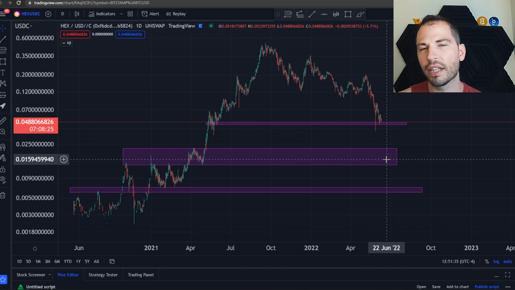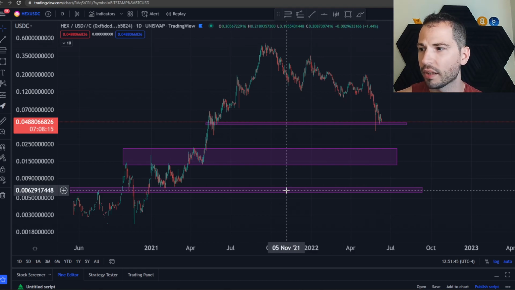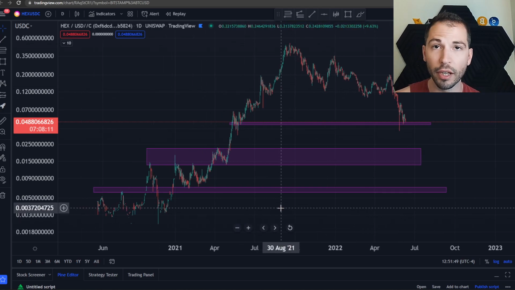But if things really hit the fan, if Bitcoin really tanks, like let's say Bitcoin takes out that 200 weekly moving average, which is around 22 and some change right now, yes, that would not be good. And I do believe we could easily see a sub penny HEX, which I think would be a great buying opportunity.